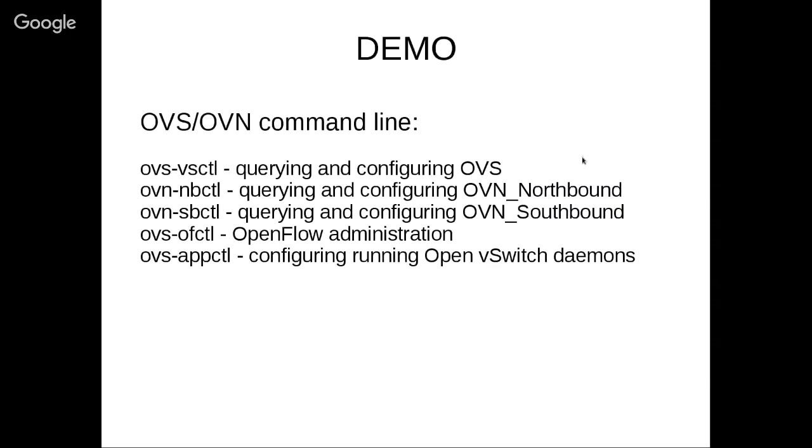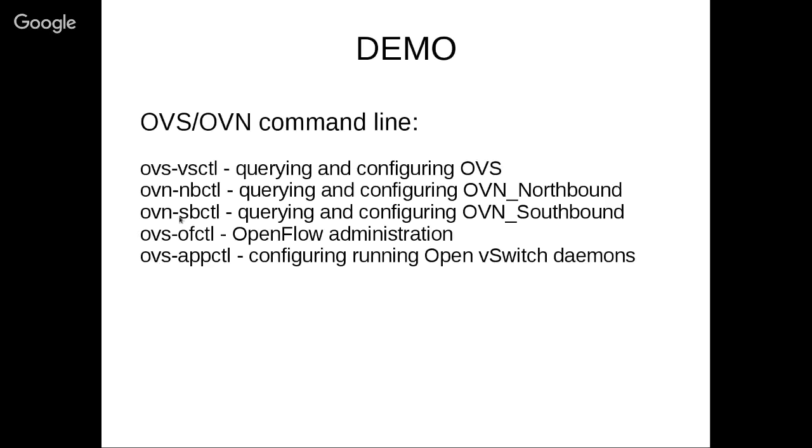Now, let us go to the live demo. Here are some of the OVN commands which I will be using during the demo and which might be useful when working with OVN. First, ovs-vsctl, vSwitch control. This is the command for controlling Open vSwitch bridges. Then ovn-nbctl. This is the command for controlling the OVN northbound database. This only works on the host where OVN is installed.